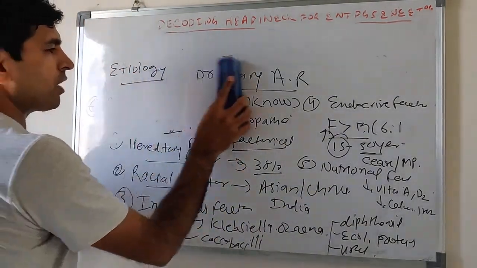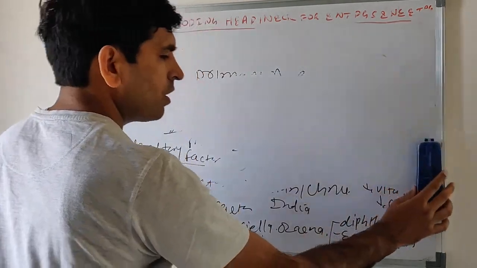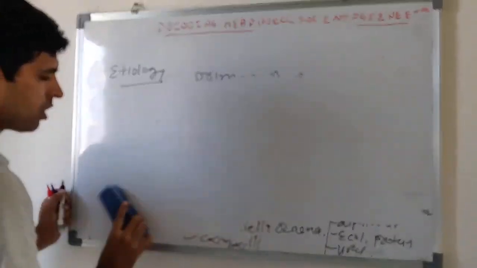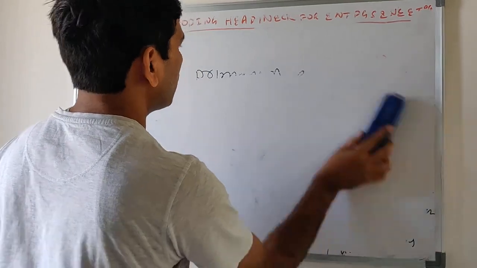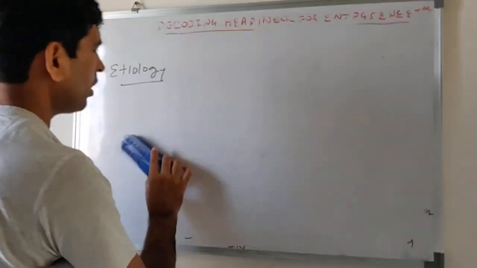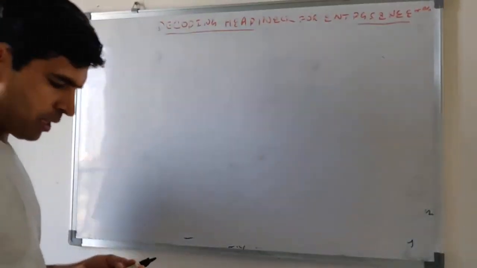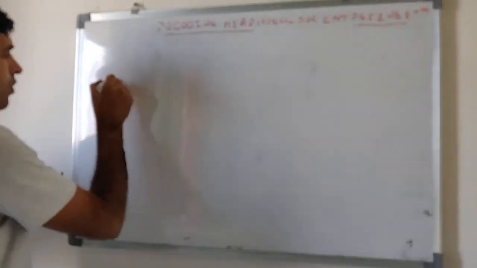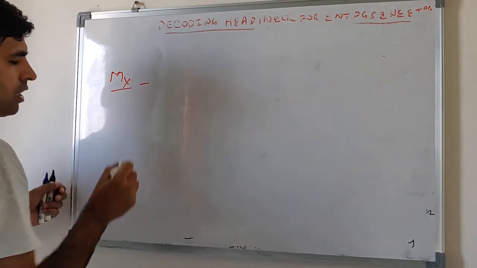If you know, secondary atrophic rhinitis may be because of tuberculosis, syphilis, rhinoscleromatosis, or extensive surgeries. Now we will talk about management of atrophic rhinitis.